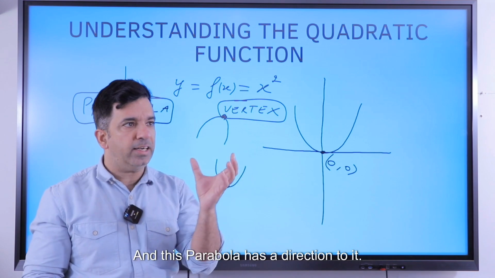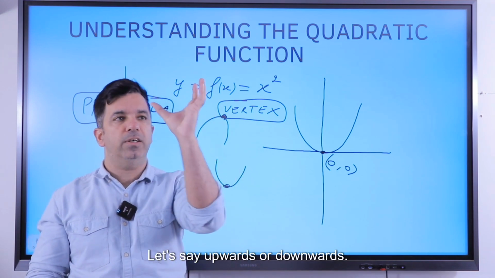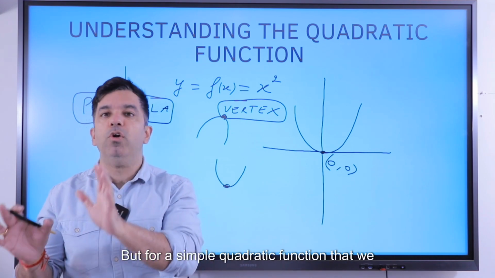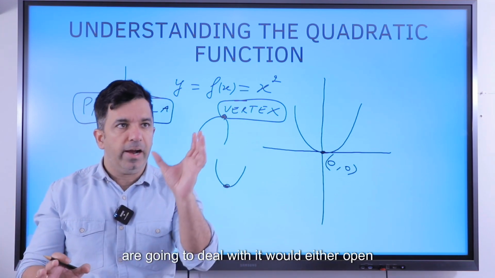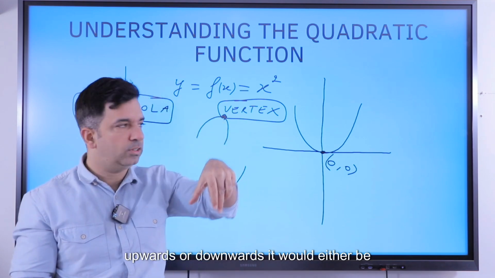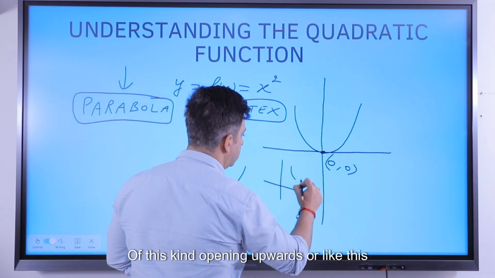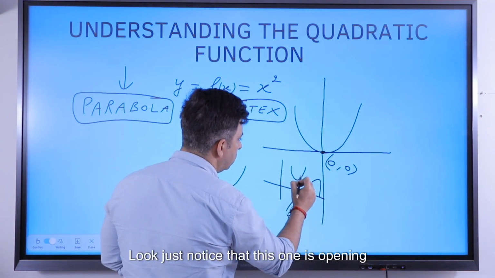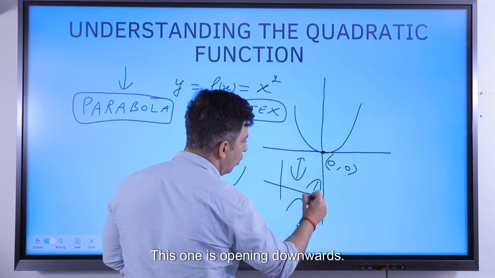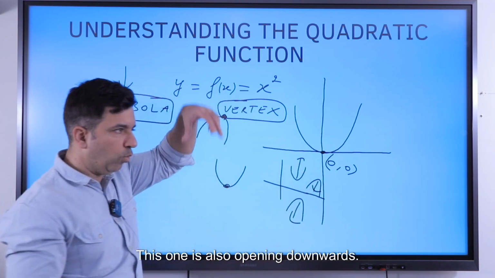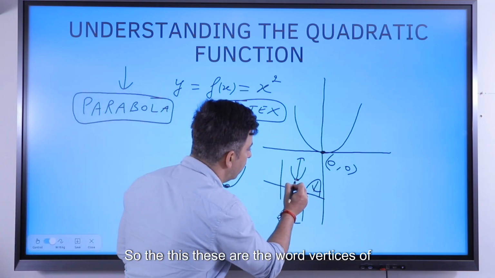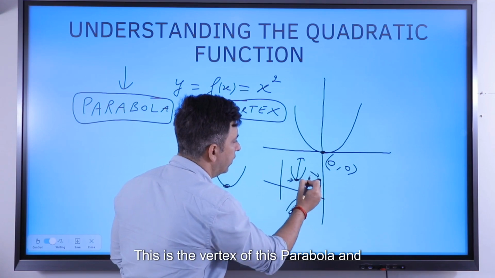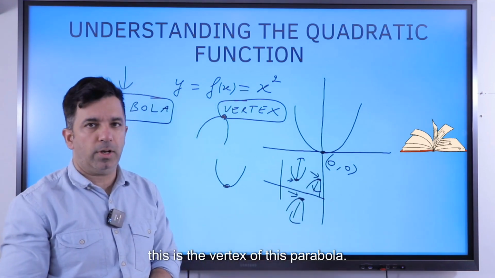And this parabola has a direction to it. It is either opening upwards or downwards. It could open in different directions as well, but for a simple quadratic function that we are going to deal with, it would either open upwards or downwards. It would either be of this kind, opening upwards, or like this type, opening downwards. Notice that this one is opening upwards, this one is opening downwards, this one is also opening downwards. These are the vertices of these parabolas.